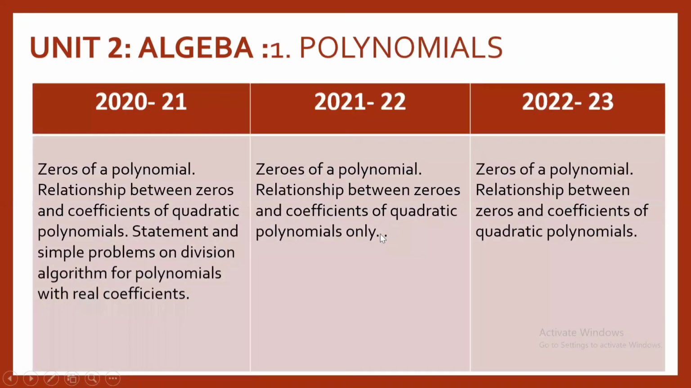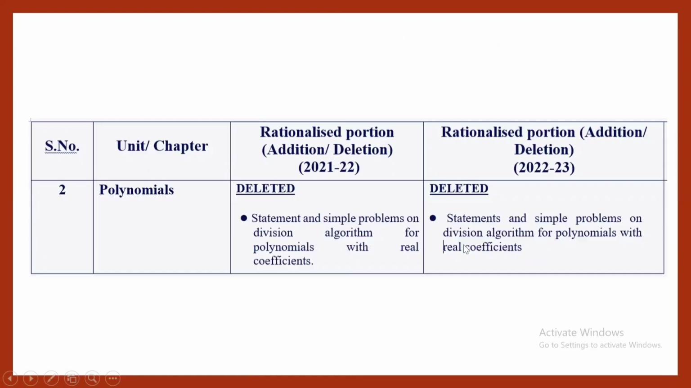Now in 2020-21, there was no change. In 21-22, the statement and simple problems on division algorithm of polynomials with real coefficients is no longer there, right? The same continues for the year 2022-23. This has gone. So if you see it in tabular form, in the year 2022-23, the statement and simple problems on division algorithm for polynomials with real coefficients is not there.